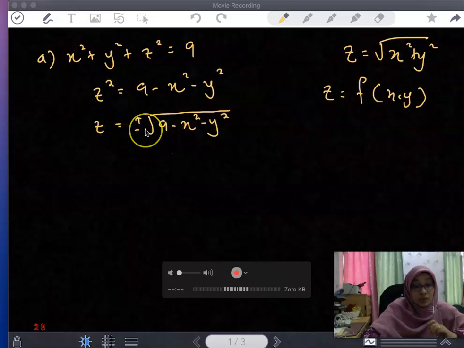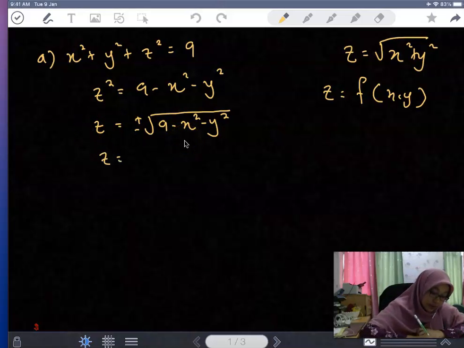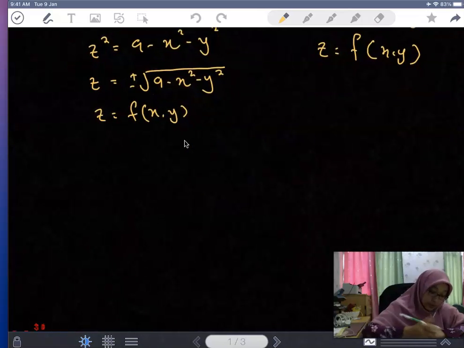Why do we not just take positive or just negative? You look at the original expression. If you put any value for z, any number, positive or negative, the outcome is still positive because we have the square. So here we can say that z is any number, positive or negative. That's why we have to consider both positive and negative z. Okay, so now this is your function of x and y.